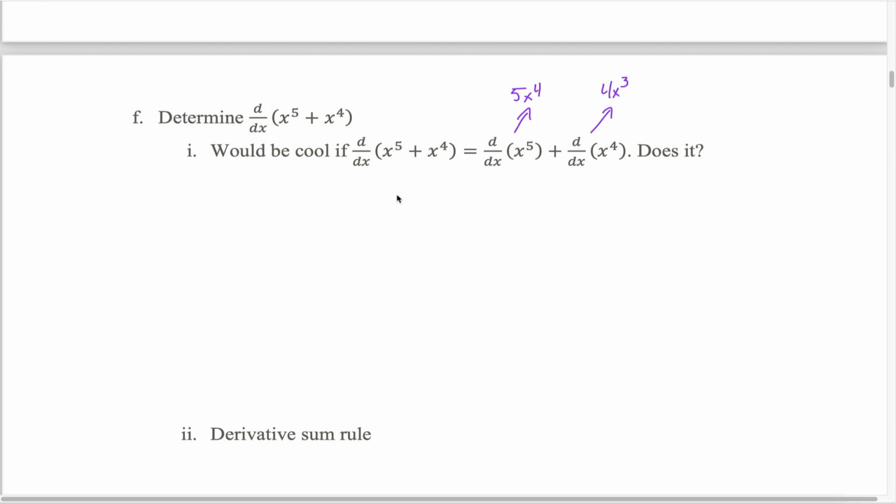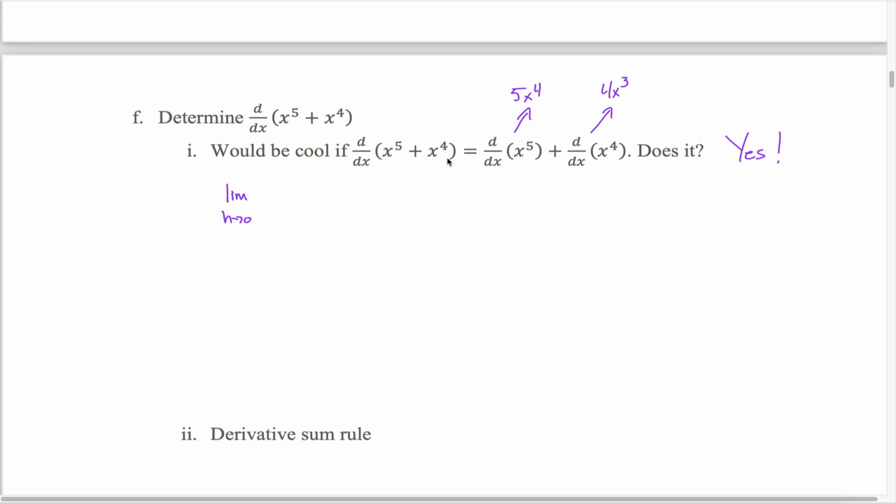But the question is, is the derivative of x to the 5th plus x to the 4th equal to 5x to the 4th plus 4x to the 3rd? Is it true that the derivative of a sum is just the sum of the derivatives? Because it would be really nice if it was. Make problems like this pretty easy. Turns out that yes, it is, which is awesome. I won't prove this to you in detail, again, because of the time shortage, but it really turns out to just be an algebraic argument.